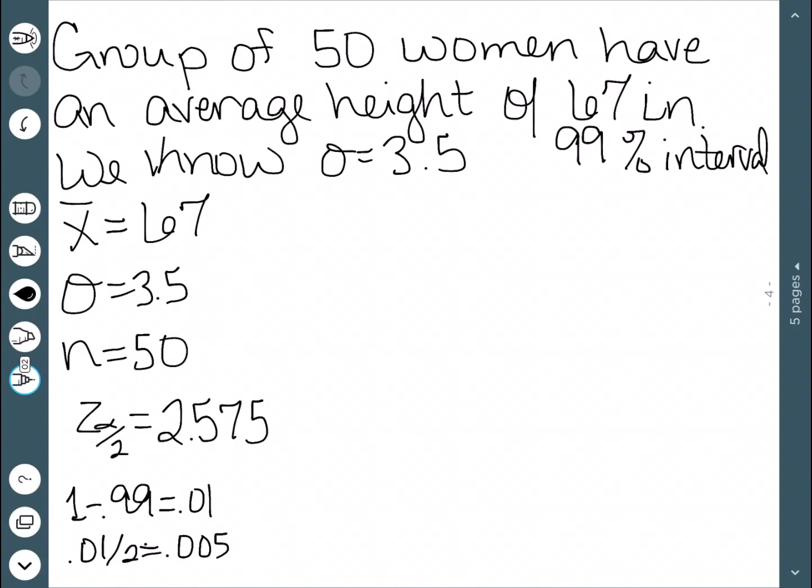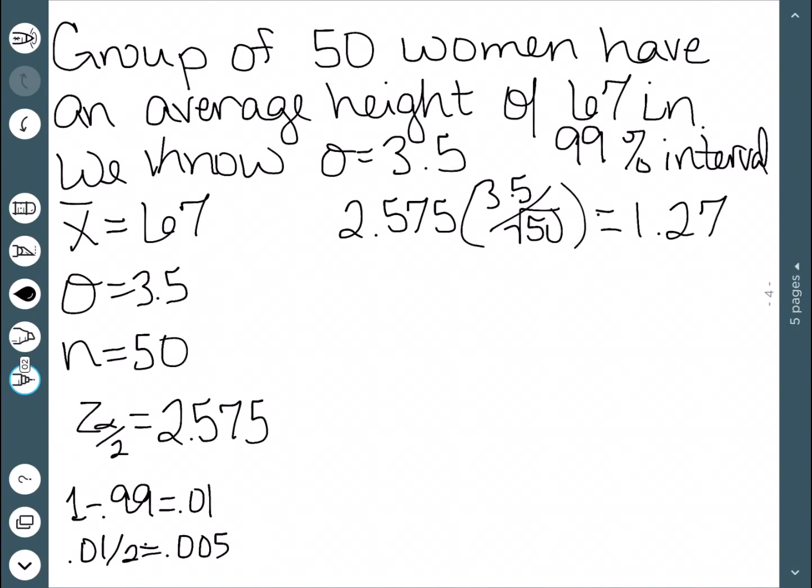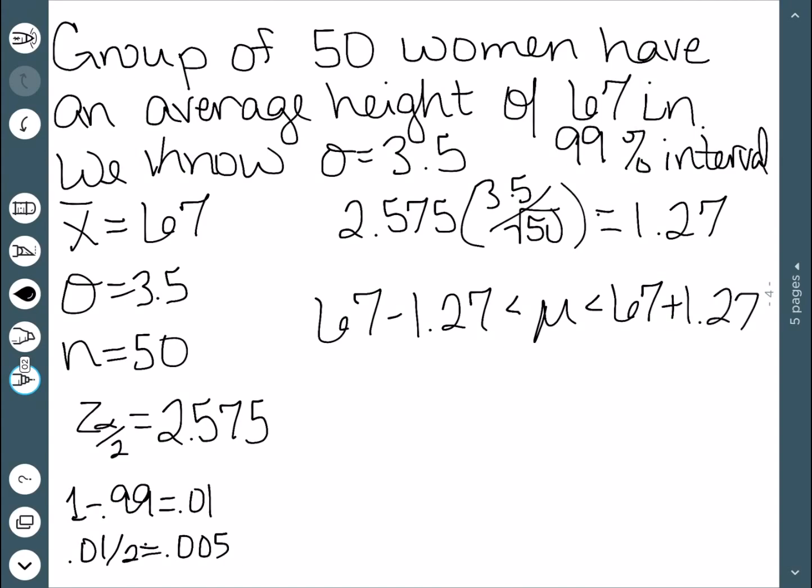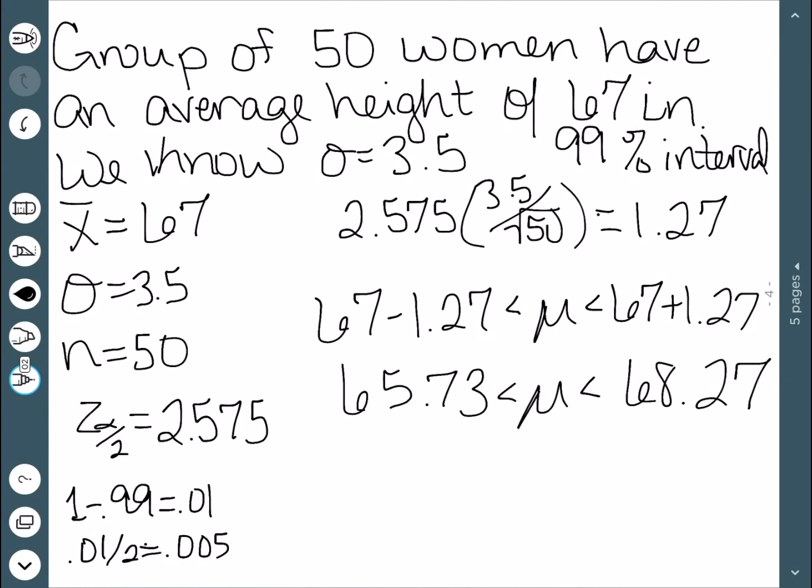Now that we have that, we can start calculating our margin of error. We have our Z value times sigma divided by the square root of N. And when we get that, we get 1.27. So now we'll both add and subtract 1.27 from our mean. We have 65.73 is less than our population mean, which is less than 68.27. So now there's a 99% chance that our actual population mean is somewhere between 65.73 and 68.27. When we used a higher confidence level, we did get a larger interval, but it also reduces error. So there is kind of this balance here, and standard is going to be to use a 95% confidence level.